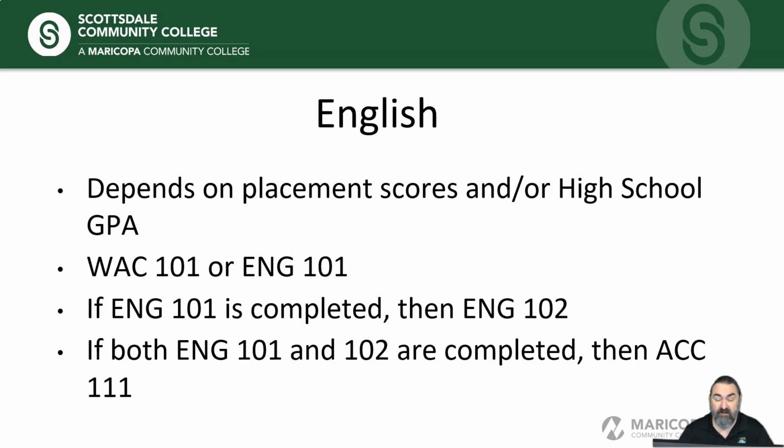Your English is going to depend on placement scores or high school GPA. So you'll start with either WAC 101 or English 101. Now, if you've got your English 101 completed, either through AP or dual enrollment, then you would register for English 102. If you have both English 101 and 102 done with either dual enrollment or AP, then you would want to take Accounting 111, which would be financial accounting.